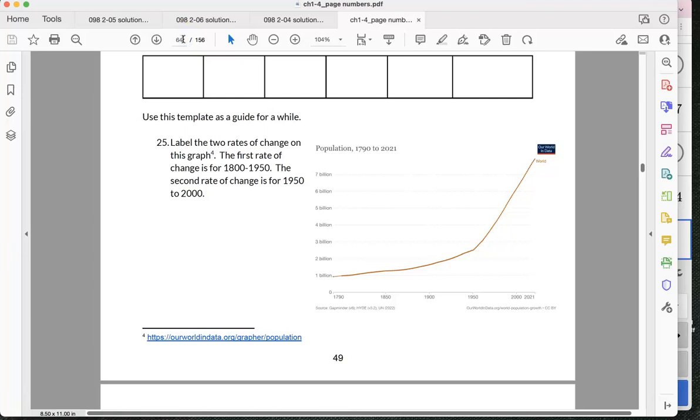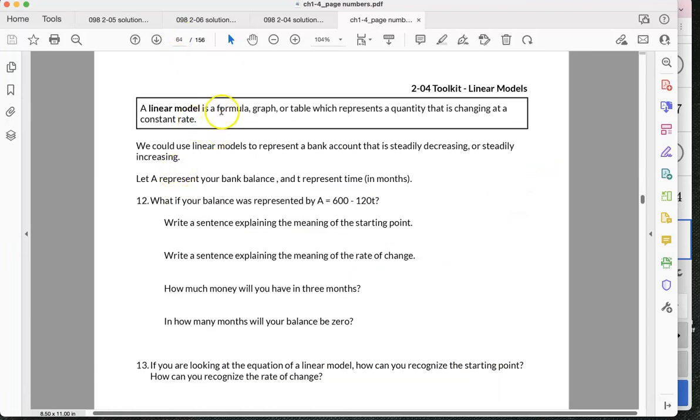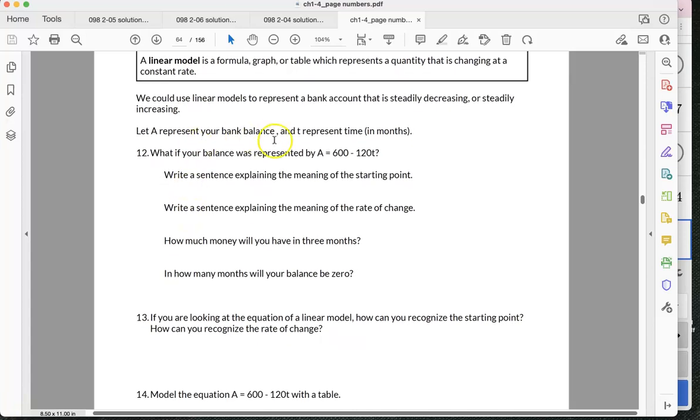If we go back to page 64, a linear model is a formula, graph, or table where a quantity is changing at a constant rate. So my next example is going to be a bank account, if it is either steadily decreasing or steadily increasing.